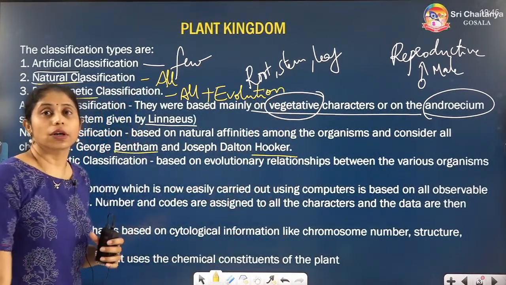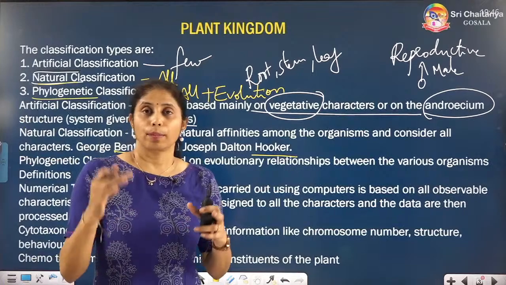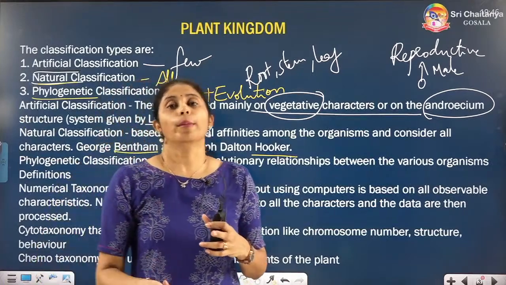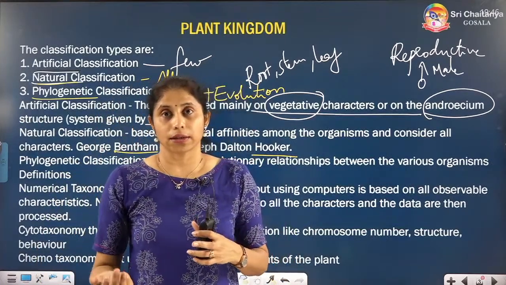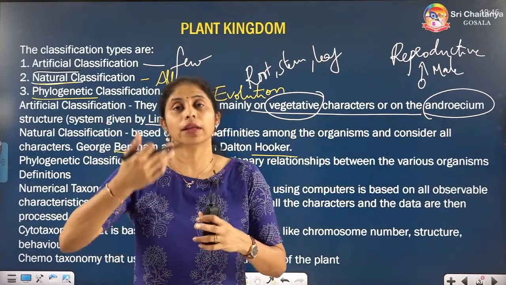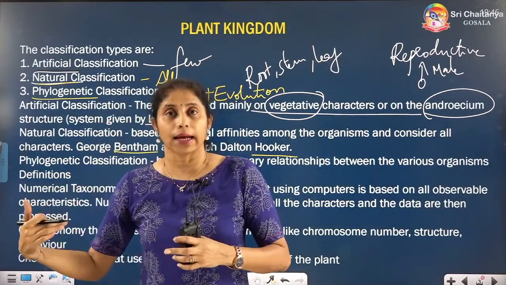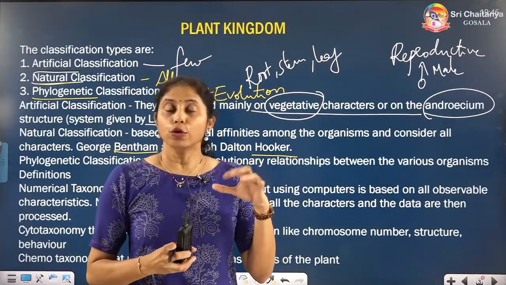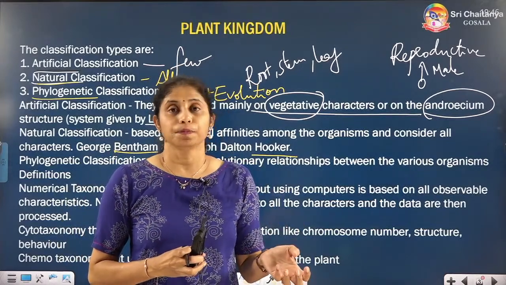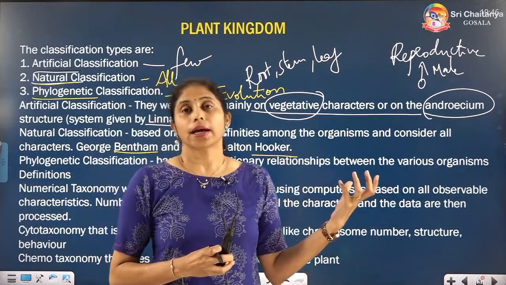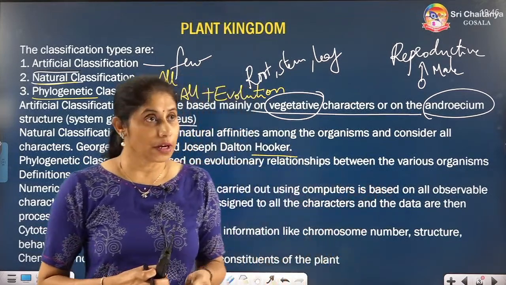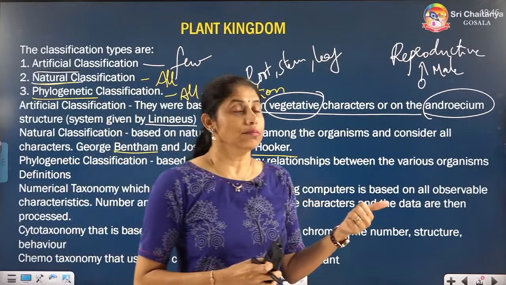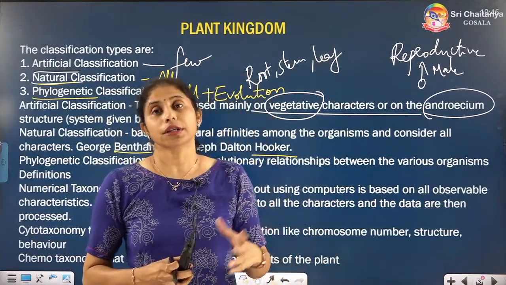Evolution means the ancestral history of the plant, from where it is formed, which were the first plants, the ancestral plants, then their offsprings. So the present generation, like that, evolution is also considered. So let us have a glance at these three systems of classification: artificial system, natural system, and phylogenetic system.